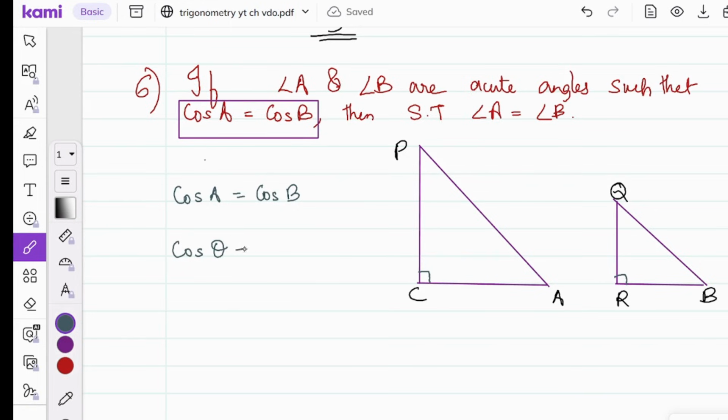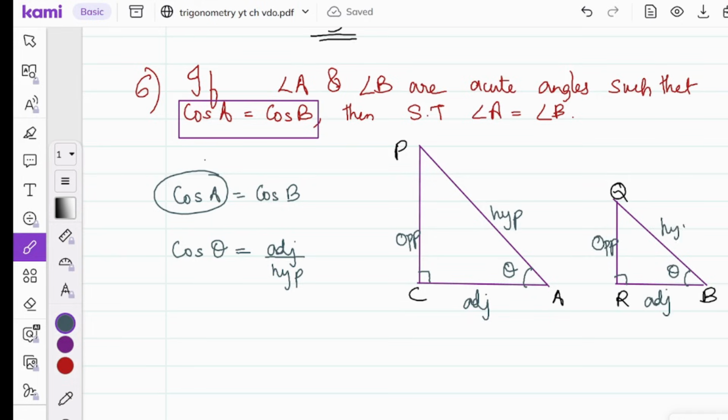What do you mean by cos theta? Cos theta is equal to adjacent side divided by the hypotenuse. If here the cos A means that we have to take our theta as A. So therefore, this will be our opposite side and this will be our adjacent side and this will be the hypotenuse. Similarly, if I am taking B as my theta, in this triangle, this is the opposite side, this is our adjacent side and this is the hypotenuse, right?